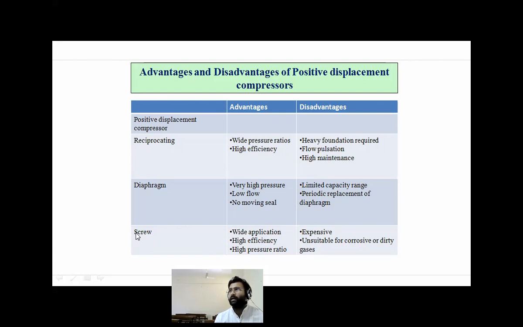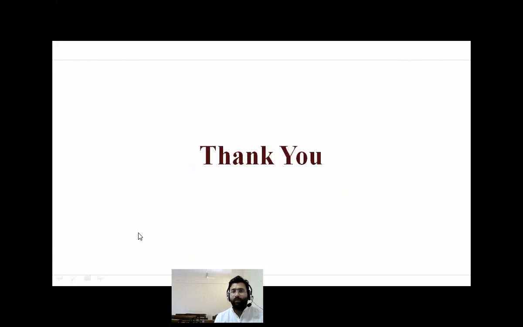So this is just a comparison between different compressors, their advantages and disadvantages. So thank you, with this the chapter is completed. Let us recap whatever we have done in this chapter. In this chapter, we started with the compressor. What is a compressor? Classification of compressors. What is the major classification of compressors?